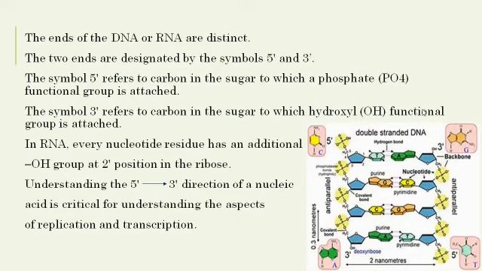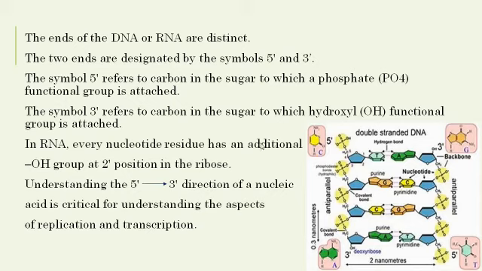In RNA, every nucleotide residue has an additional OH group at the 2' position. Because of the lack of this oxygen, we get deoxyribose, right? Now we are getting an OH group at the second position of the ribose sugar. Understanding this 5' to 3' direction of a nucleic acid is critical for us to understand the various aspects of the nucleus, that is DNA with its replication, transcription, translation, every other thing.